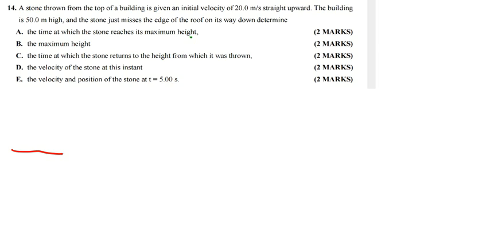You have got a building, then you throw. This is the person here. This person throws a ball, a stone. Now that stone goes straight upward. Now they are saying that the building is 50 meters. Another thing which you have to take note of is that the stone just misses the edge of the roof on its way down.